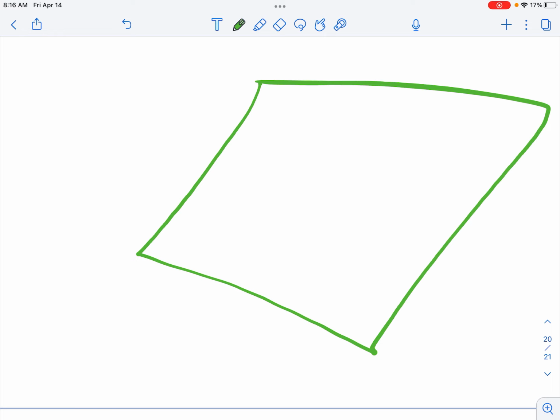So here we got our four-sided shape. Doesn't matter if it's a rectangle or what kind of shape. I'm going to cut this guy in half. And now I've got angle X, Y, Z, and angle L. Well, that's a weird L. Try that again. Angle L, M, and N.